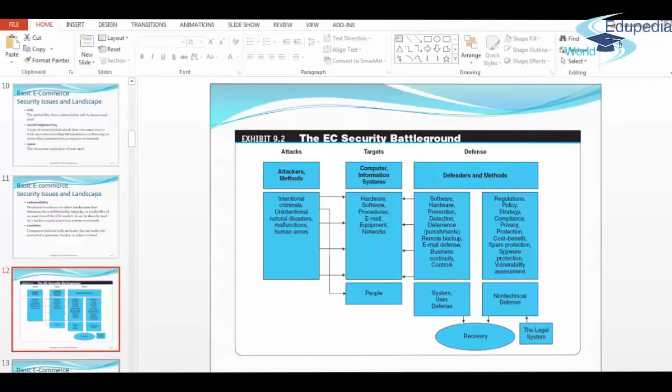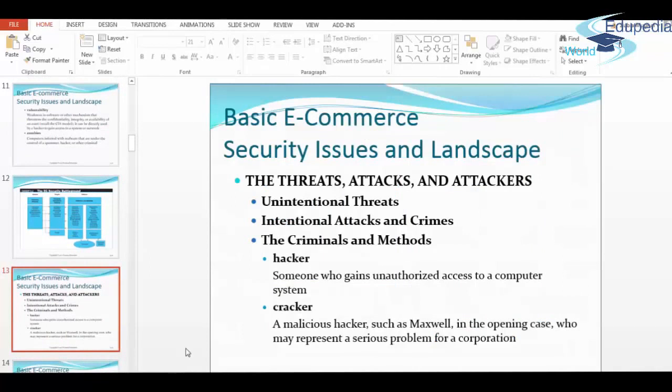Okay, up next are the threats, attacks, and attackers. You have unintentional threats, intentional attacks, the criminals and methods. Okay, let me show you something that happened to my business. The unintentional threats.